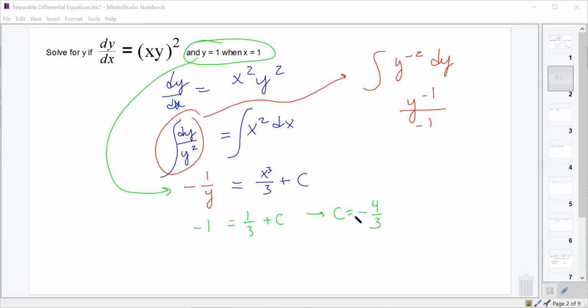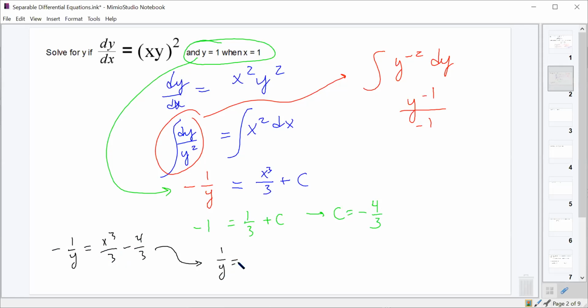So what we have to do is go back in and say negative 1 over y equals x cubed over 3 minus 4/3. And we then eventually need to solve for y. So I think the easiest way to solve for y is to put this together as x cubed minus 4 over 3. And then what would we need to do? We need to multiply it all by a negative 1.